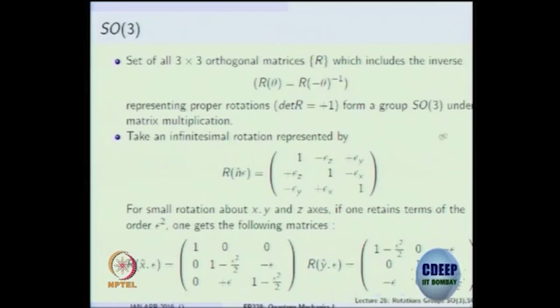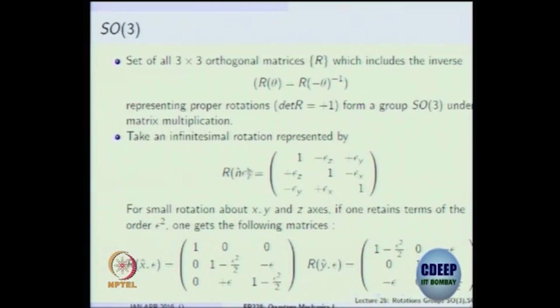You have to give an operation. So here the operation for the group is matrix multiplication. Just giving the set of R matrices or set of matrices which are orthogonal is not enough. You have to give the group operation, and the group operation is just multiplication of matrices. And they are proper rotations, that is why determinant R is +1. So such a group is called SO3.